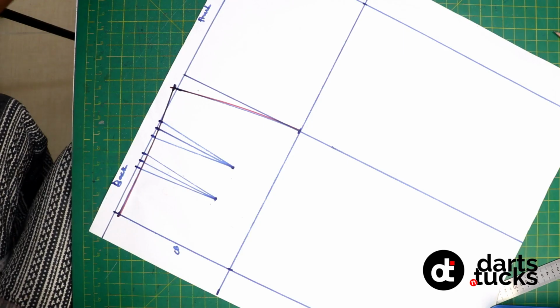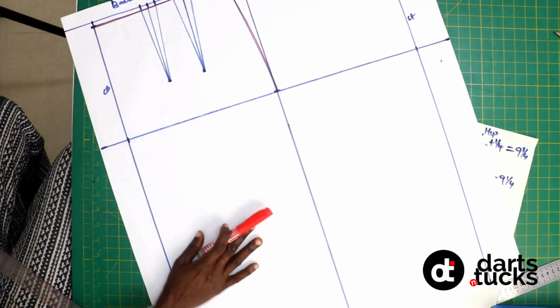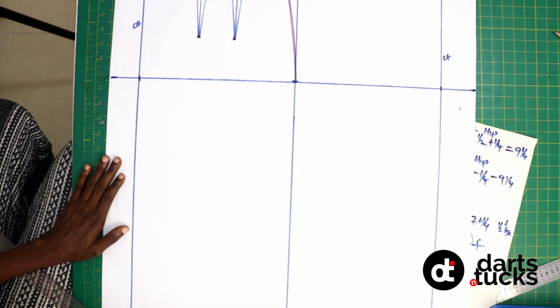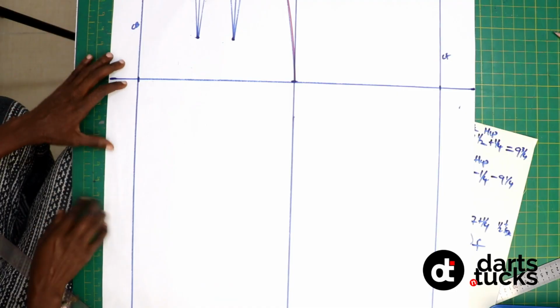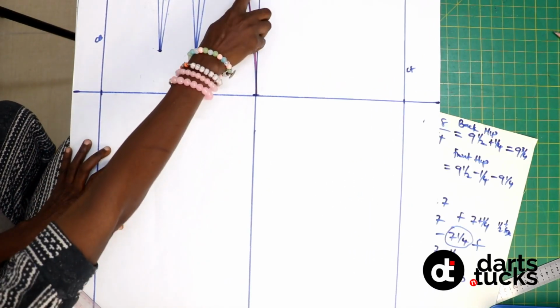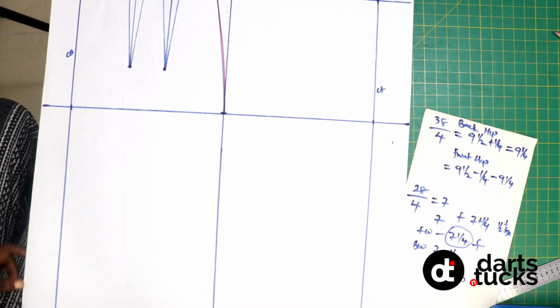So, can you see? This is our back skirt now. This is the center back. We're going to be removing all this part because we don't need it. And even here. But let's complete it by doing the front skirt now.